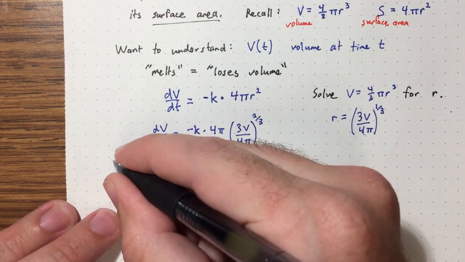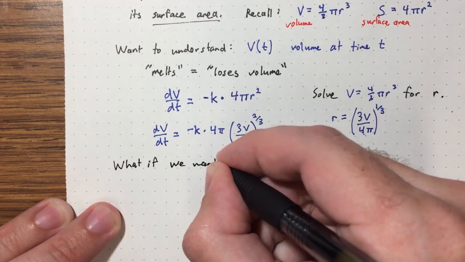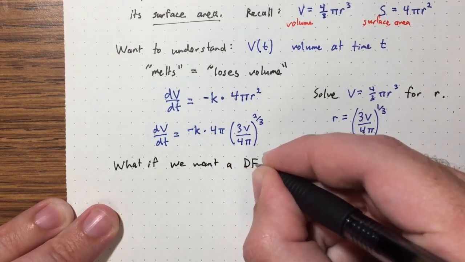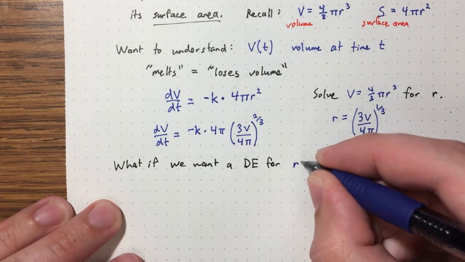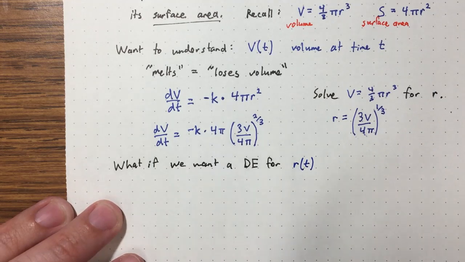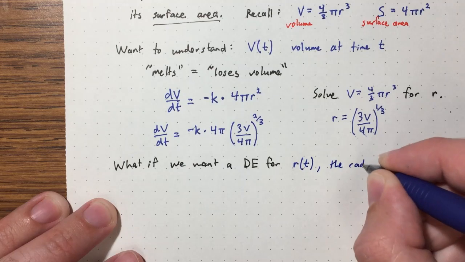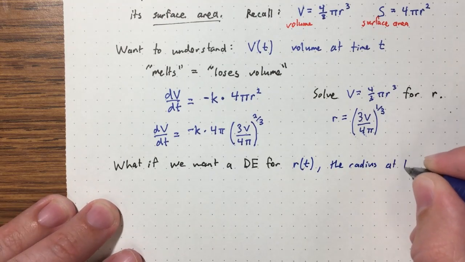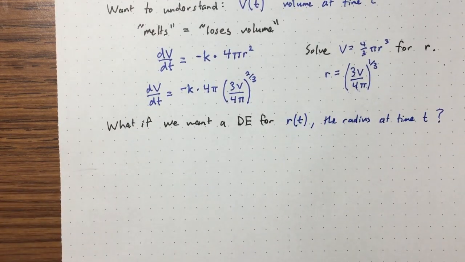So what if instead, we want a differential equation not for how the volume changes in time, but what if we instead look for a differential equation for r of t, the radius at time t? So we want dr dt equals some expression just involving r.